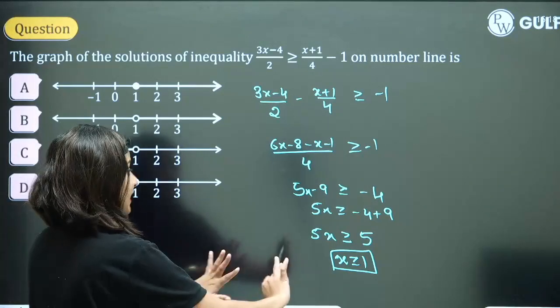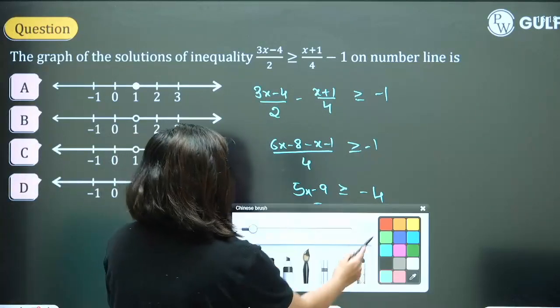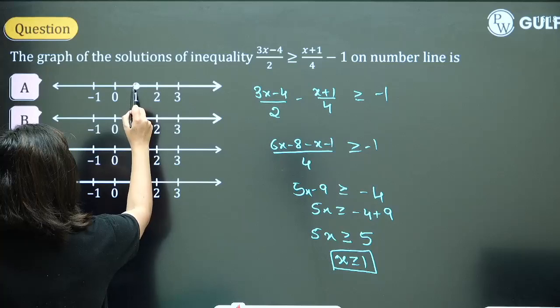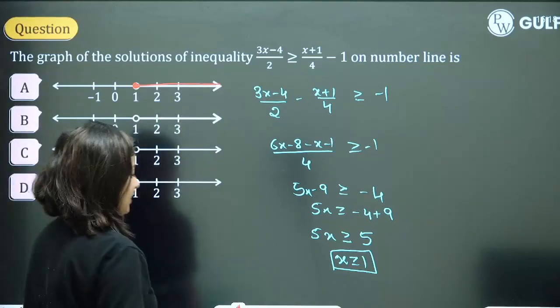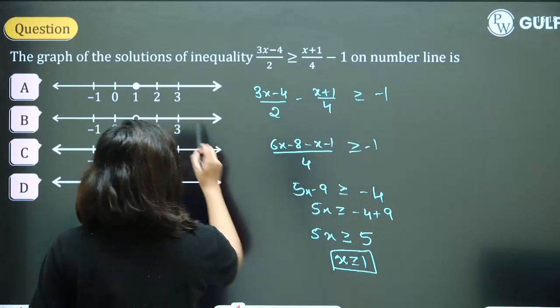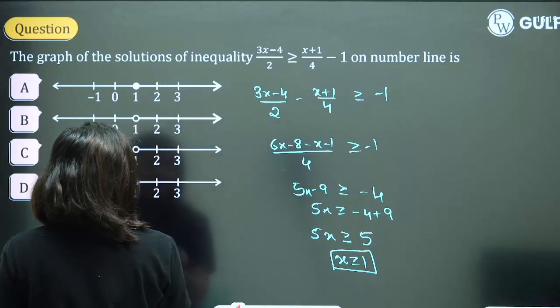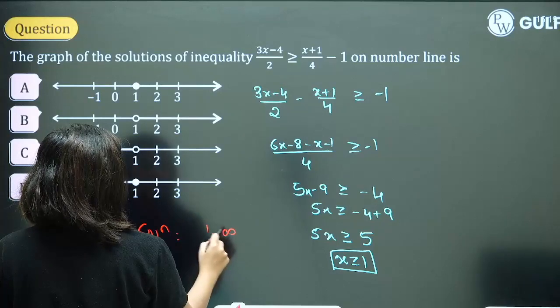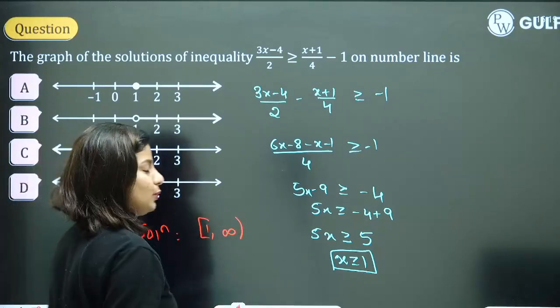If x is greater than and equal to 1, it should be greater than as well as equal to 1. Isn't it option A? 1 is also included and all the values greater than 1 are also included. That means the solution will be 1 to infinity, 1 included, infinity excluded.